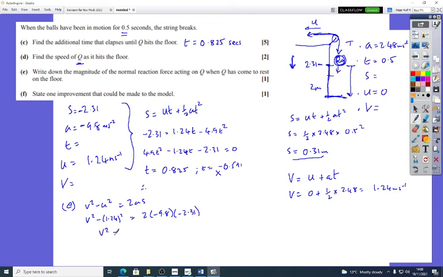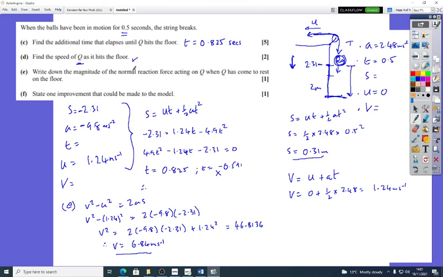v squared, if you add that to the other side and put it through your calculator, that will equal 46.8136, and if we square root that, therefore v will give me, to three significant figures, 6.84 meters per second. So that's the speed it's going to hit the ground. We've done that.